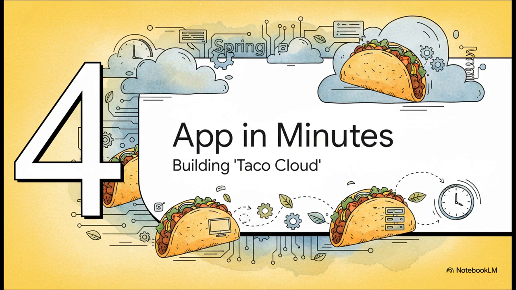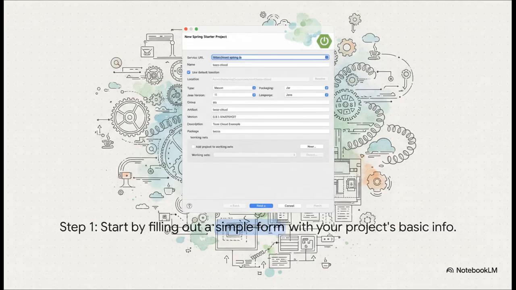Okay, enough theory, right? Let's see what this looks like in the real world. We're going to quickly walk through building a simple little web app called Taco Cloud, and you'll see just how unbelievably fast this whole process is. It all kicks off with this awesome web tool called the Spring Initializer. It's just a simple form where you plug in the basic info for your project, like its name, how you want to package it up, and the version of Java you're using. No more messing around with complicated setup files by hand, you just fill out a form.